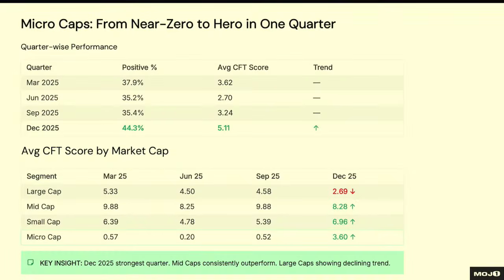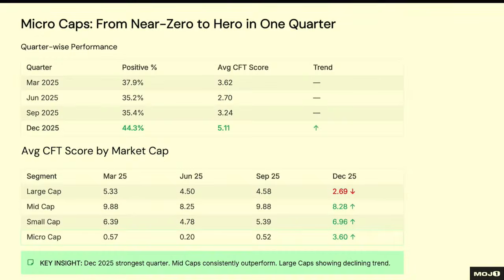Now let's look at micro caps for a bit. From near zero to hero in one quarter, let's look at what this means. If you look at quarter-wise performance of micro caps, we are looking at the March quarter, June quarter, September quarter, and December quarter. Positive results were 37.9% in March quarter, went down to 35.2%. In September it remained around 35%, and in the December quarter there is 44% right now.